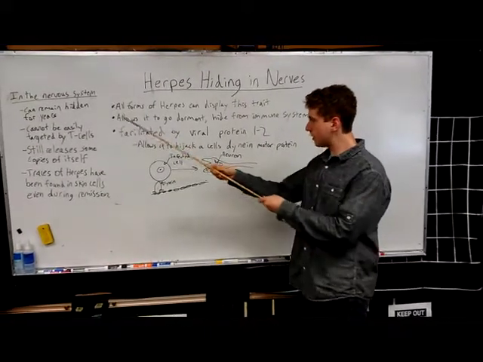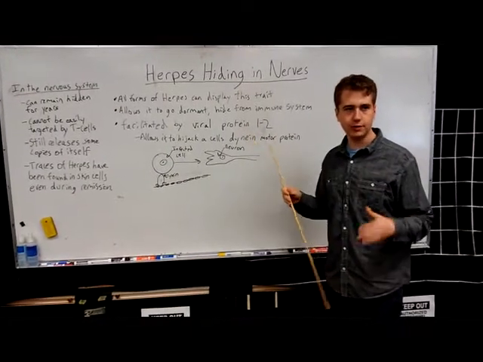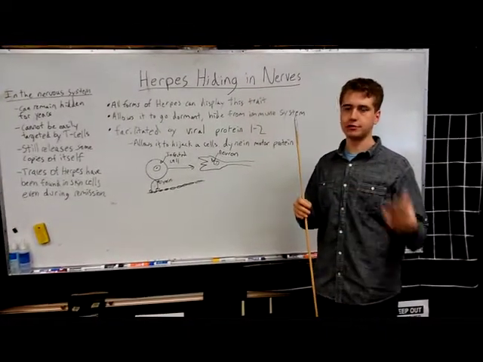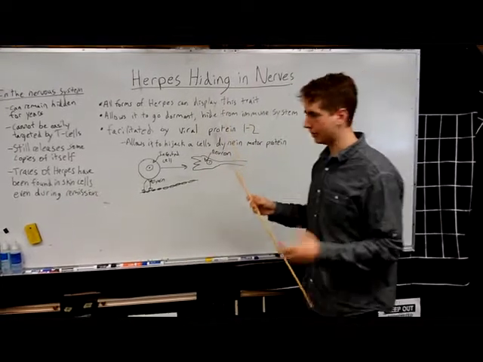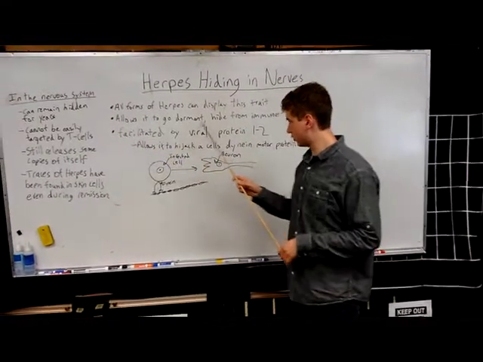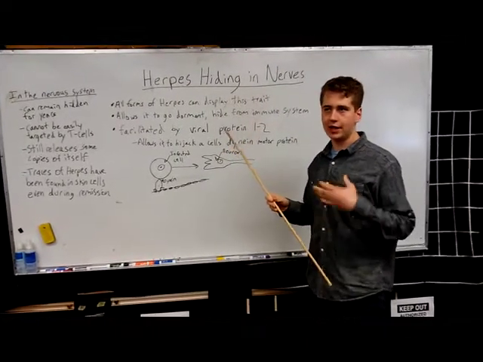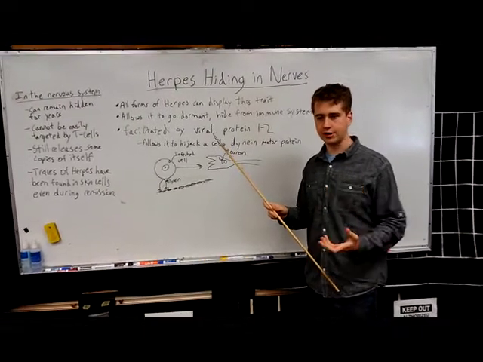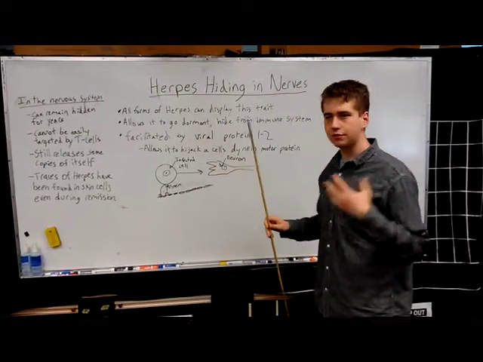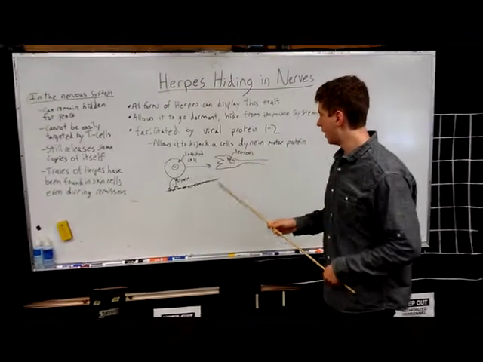So, pretty much all forms of herpes can display this trait. It's not necessarily that every infection will do it, but it's not like only simplex virus 1 or 2 can do it. All of them have this ability. It's just not always constant. This allows it to go dormant and also hide from the immune system. So it can pretty much last in the body when it's not directly causing an infection. And it's not necessarily even reproducing that much either. It's more just staying dormant.